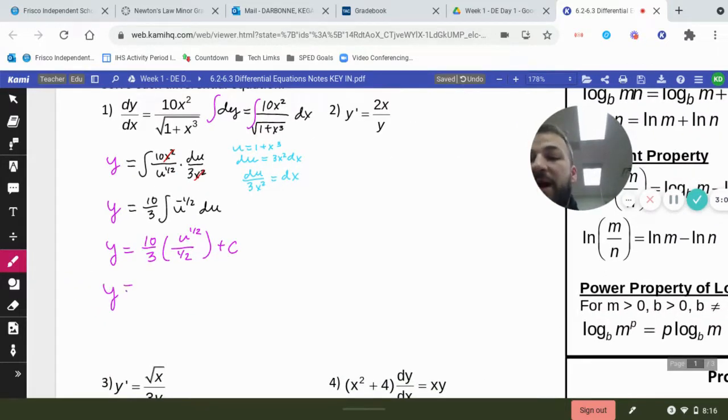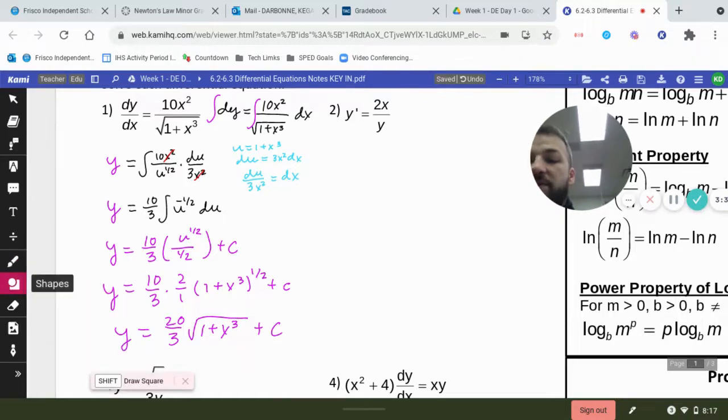Now this becomes y is equal to 10 over 3 times 2 over 1. U is now 1 plus x cubed to the 1/2 power plus c. So as my final answer, we get y is equal to 20 thirds times the square root of 1 plus x cubed plus c.